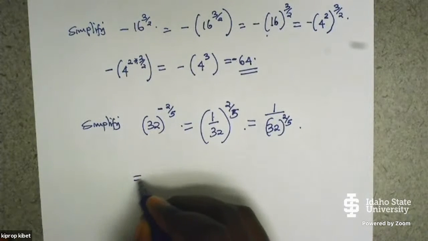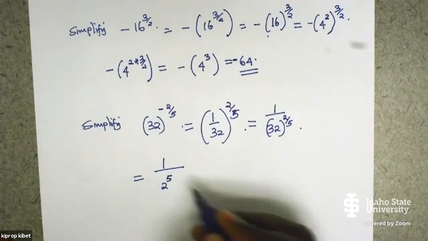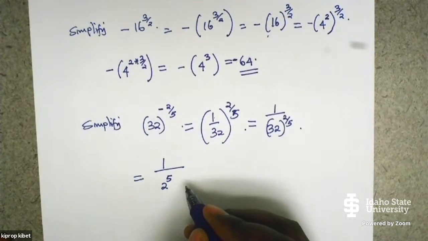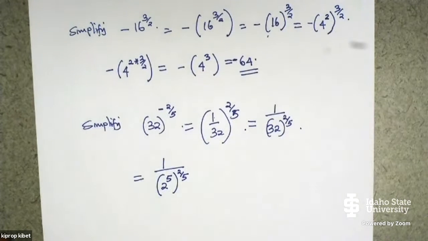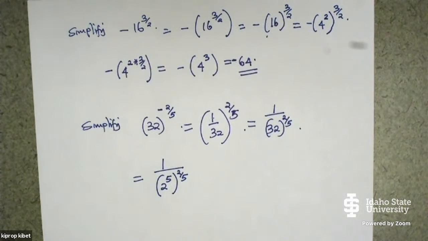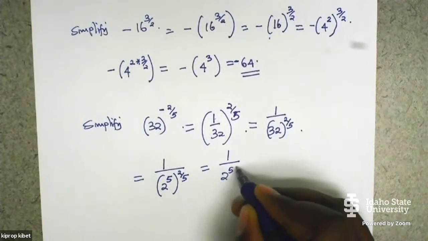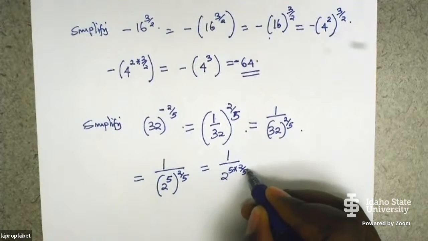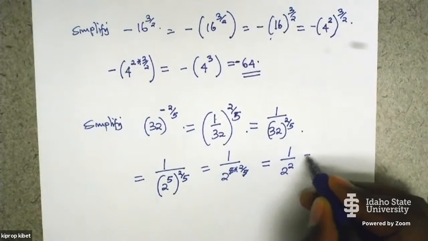And finally, this is equals to 1 all over 32 is 2 raised to what? Is it 5? Yeah, it's 5. So 2 raised to 5 is 32. So 2 raised to 5 raised to 2 over 5. And then finally, this is equals to 1 all over 2 raised to 5 multiplied by 2 over 5. So that and that will cancel. So finally, this is 1 over 2 raised to 2. And this is equals to 1 over.